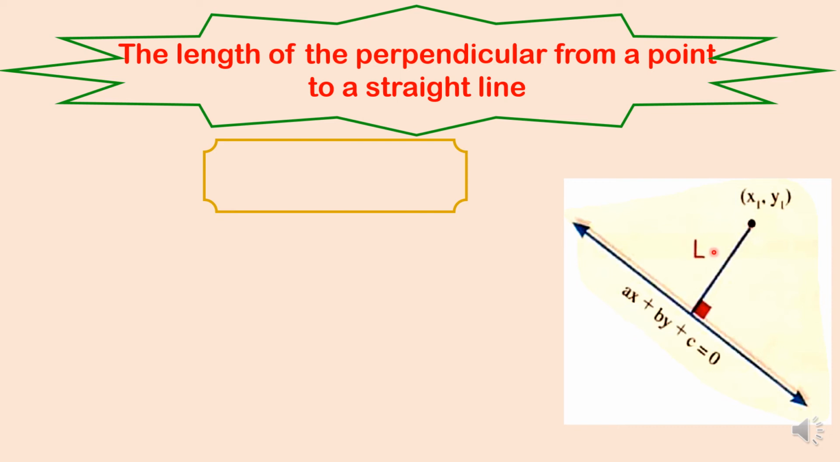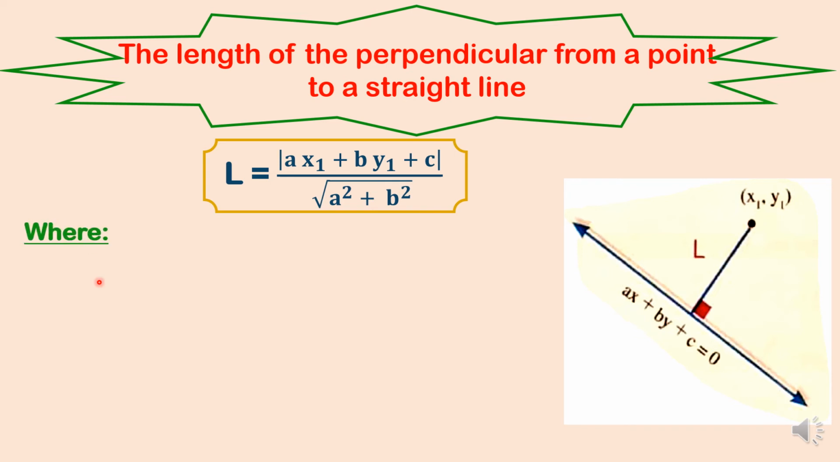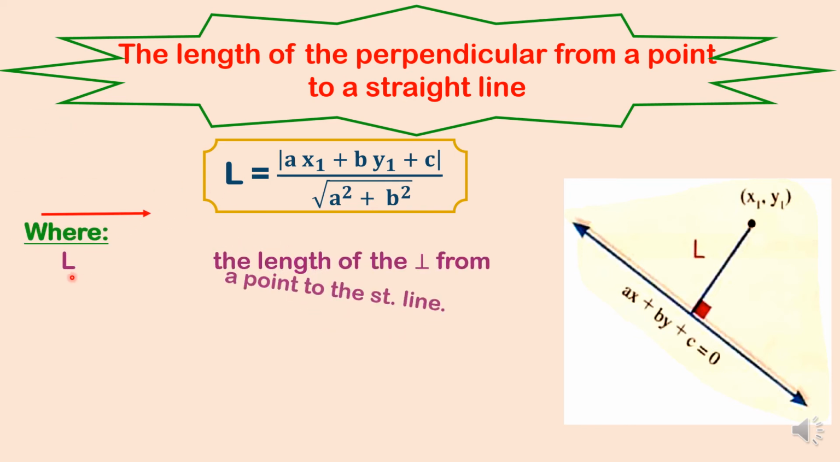So, L equals the absolute value of ax1 plus by1 plus c over the square root of a power 2 plus b power 2, where L is the length of the perpendicular from a point to the straight line.